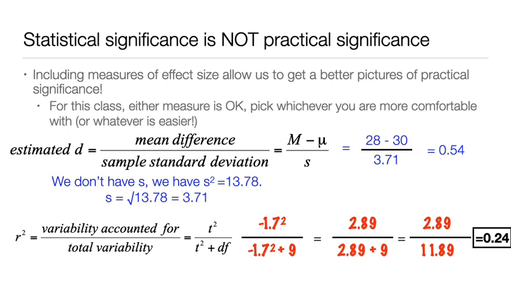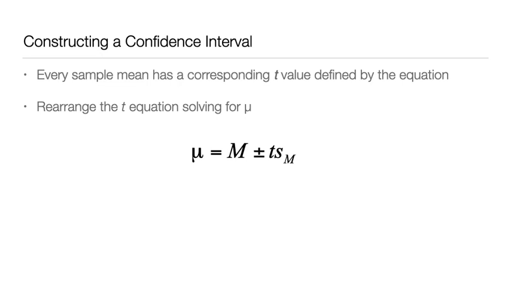So again, we're still having a kind of moderate effect here, and this is giving us information about practical significance that our statistical significance didn't give us. The last piece of this that we wanted to talk about was constructing a confidence interval. A confidence interval is kind of like the flip side of the coin from doing null hypothesis significance testing.